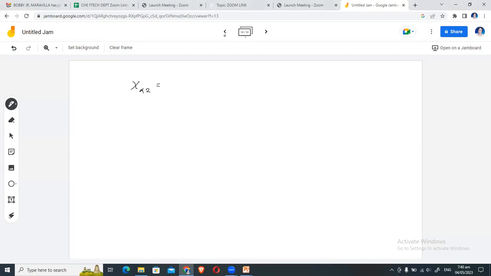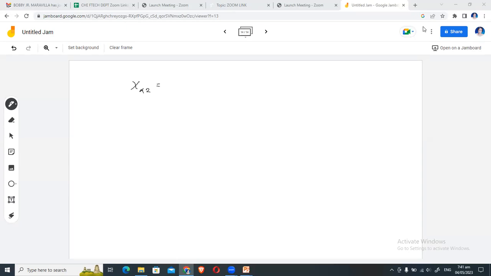So based on the calculations that we did last Tuesday, what is the value of XA2? Have you computed XA2 based on the integral that was asked for you to process? So our XA2 last Tuesday is 0.704. Okay, thank you. So this is the conversion of A in the PFR. So XA2 is the conversion of A in the PFR.